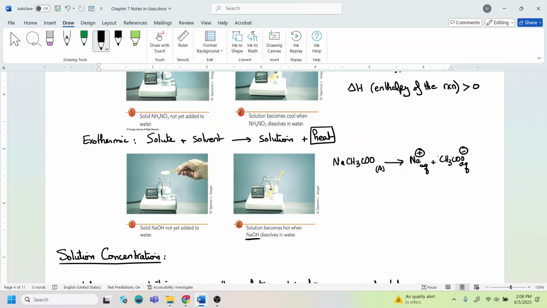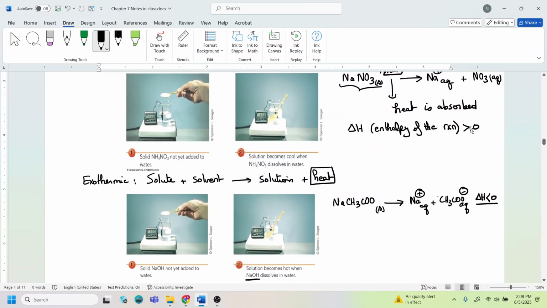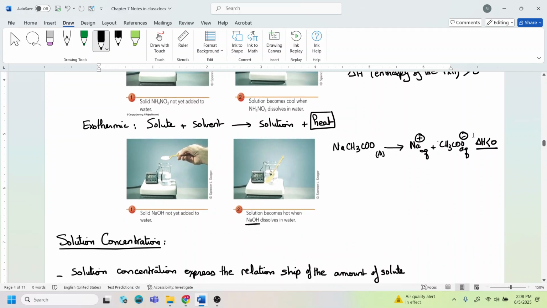The temperature of the solution is going to rise, and this is going to cause the delta H, which is the enthalpy of the reaction, to decrease. Okay, you're going to see that it decreases. So delta H is negative for an exothermic reaction. For an endothermic reaction, delta H is positive.